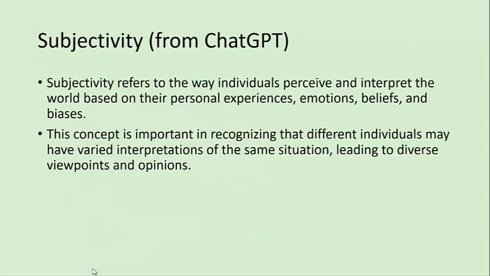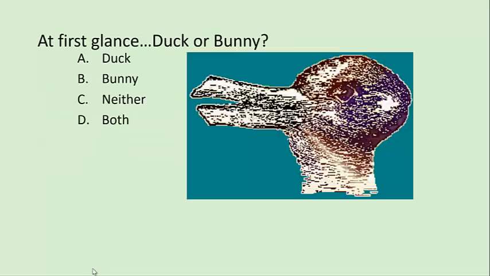If we put subjectivity into ChatGPT, which we love and hate at the same time, it says subjectivity refers to the way individuals perceive and interpret the world based on their personal experiences, emotions, beliefs, and biases, and that this concept is important in recognizing that different individuals may have varied interpretations of the same situation, leading to diverse viewpoints and opinions. And that's exactly what we're interested in in Q: to scientifically study subjectivity.